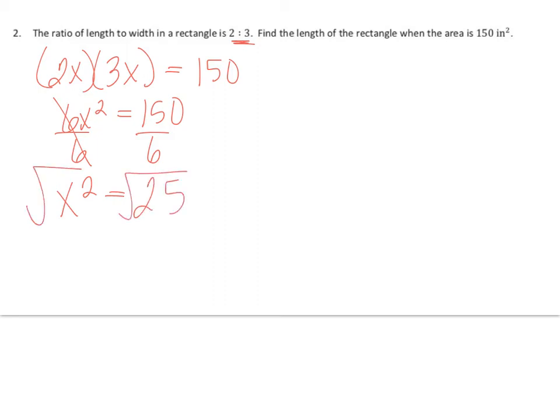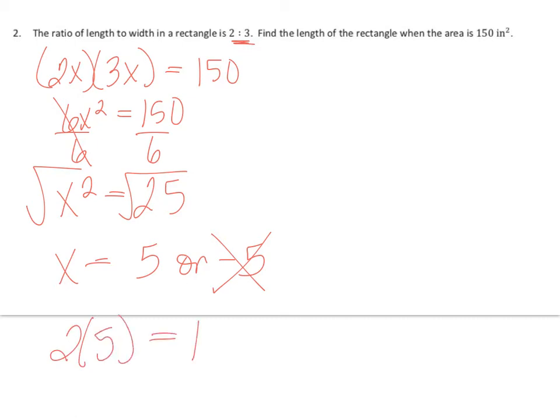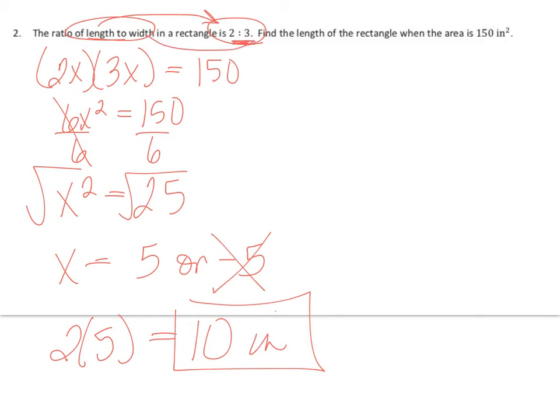Square to both sides, I have x equals 5 or -5. Yep, that one doesn't matter. So when we're finding the length, we're going to do 2 times 5, which is in fact 10 inches. We have length to width is 2 to 3, so the length is 2x, the width is 3x. That's how we know that.